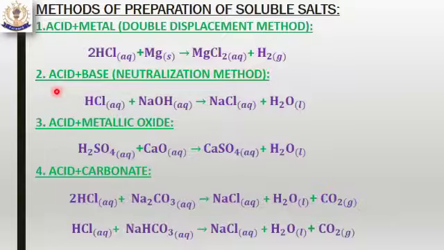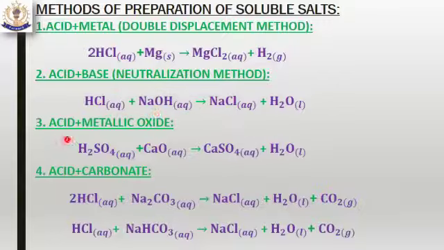Here, the second method is acid reacts with the base. This method is called the neutralization method. Here, an acid reacts with a base and forms a salt that is soluble in water, called a soluble salt. This method is called the neutralization method because acid and base neutralize each other.